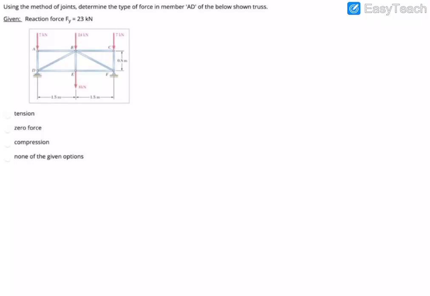So here we have a truss shown below, and our goal is to find the kind of force that's in member AD. So we have the reaction force given as 23 kilonewtons, and we have some options to choose from for what kind of force is in AD.